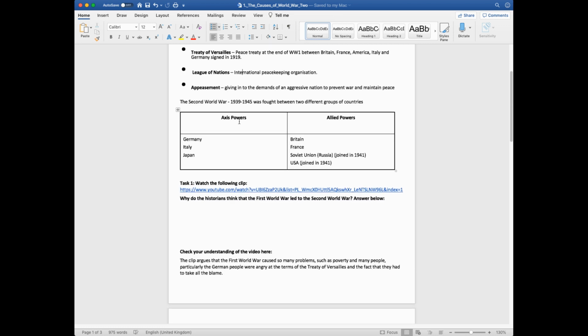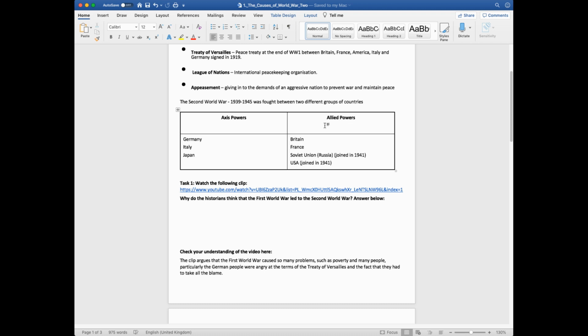So in terms of the Second World War, it was fought in 1939 to 1945, and these are the two teams. Like to think two teams in World War II. You got the Axis powers, which is Germany, which was Nazi Germany and Hitler. Italy, which was run by a dictator called Mussolini, and Japan, which had their emperor.